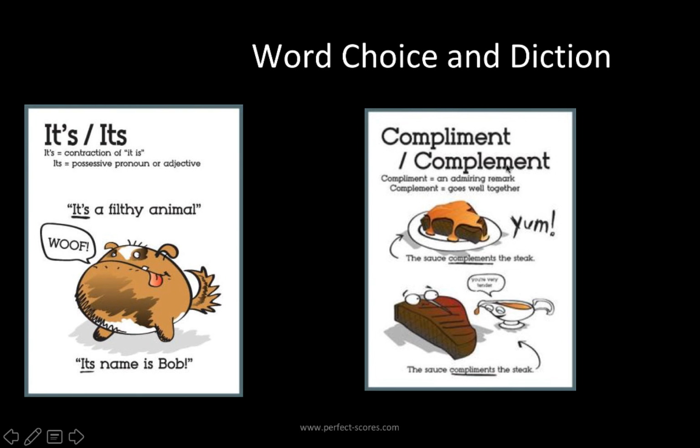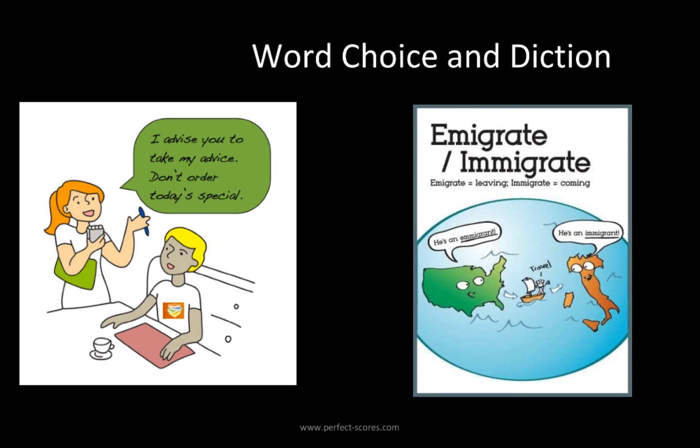Similarly, compliment and complement. Compliment with an I means an appreciation, let's say I compliment you. Complement means goes well together, something that matches. For example, the sauce complements the steak. So that is complement, which means matching or going well together. Here's another example, advise, which is the verb, I advise you, versus advice, which is a noun, more like a suggestion. So I advise you to take my advice.